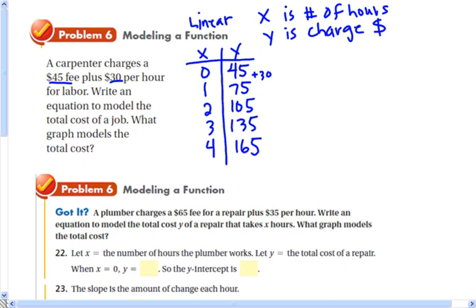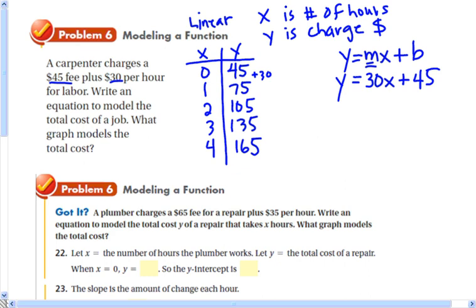Now, if you think about our equations, if they're linear, they can look like this, where m is the slope, or how much y goes up every time x goes up 1. In this case, that amount is 30. So we're going to put 30 by the x. And then our y-intercept is the output value when the input is 0. So if x is 0, what is y? In this case, it's the $45 fee.